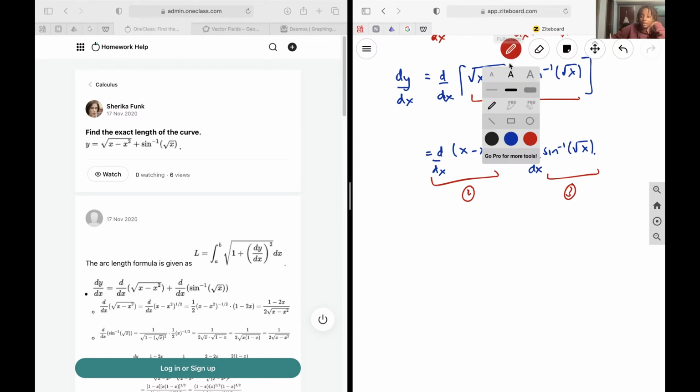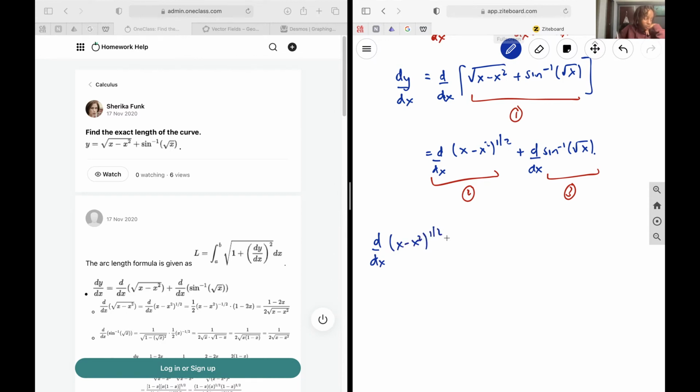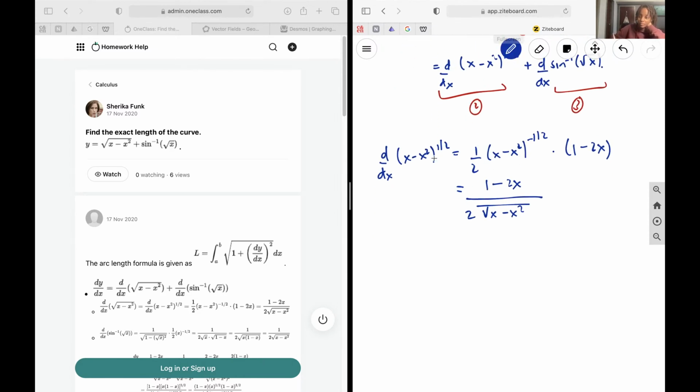And so this will give me that the derivative of x minus x squared all to the power of 1 over 2 is going to be 1 over 2 x minus x squared to the negative 1 over 2 multiplied by the derivative of what is inside. And so that is going to give me 1 minus 2x. Finally, this will give me 1 minus 2x once I multiply them out over 2 into root x minus x squared.